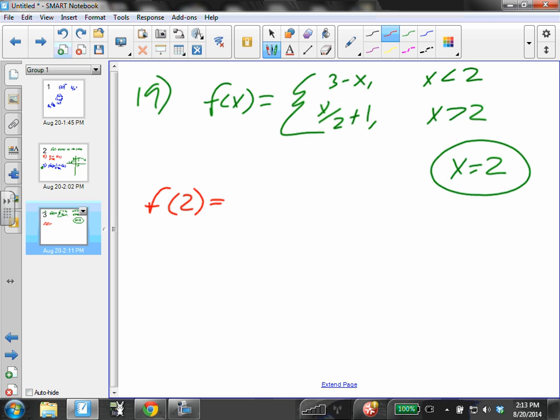You're exactly right. We cannot do it, right? Because this top one is only for numbers that are less than 2. This bottom one is only for numbers that are bigger than 2. Well, the number that we have is not less than 2, and it's not bigger than 2. It is 2.